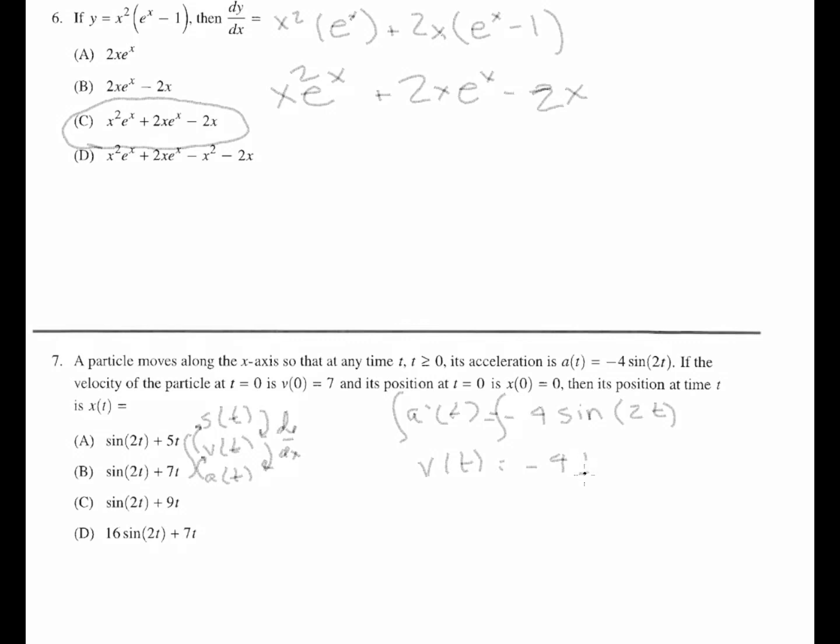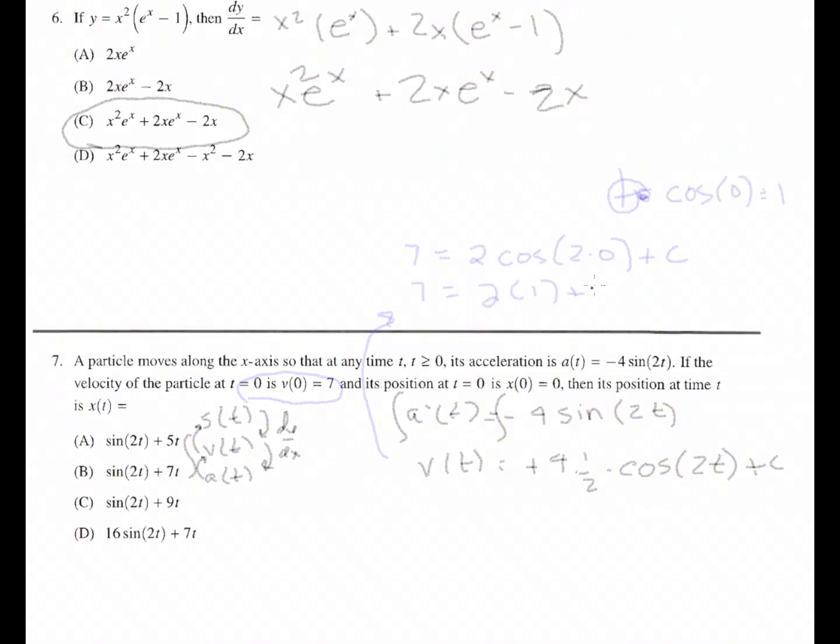So in order to solve that issue, I have to go ahead and use the initial condition that the velocity at 0 equals 7. Okay, so after I take my initial antiderivative of the acceleration, I plug in 7 for v of t, and then I plug in 0 for t to solve for C. Now your unit circle skills are up to test. Looks like the cosine of 0 is 1. So I get 7 equals 2 plus C, so C equals 5.